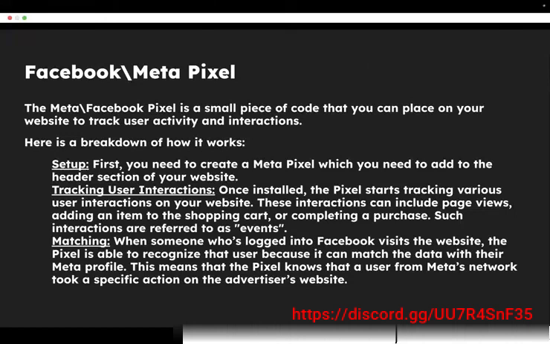So the way it works, when somebody who is logged into Facebook visits your website, the Facebook pixel is able to recognize that a user is visiting your website because the Facebook pixel matches the data with the person's meta profile. And by meta profile, this could be Facebook or Instagram. And this means that the pixel knows that a user from Meta's network took a specific action on your website. So it is super simple.